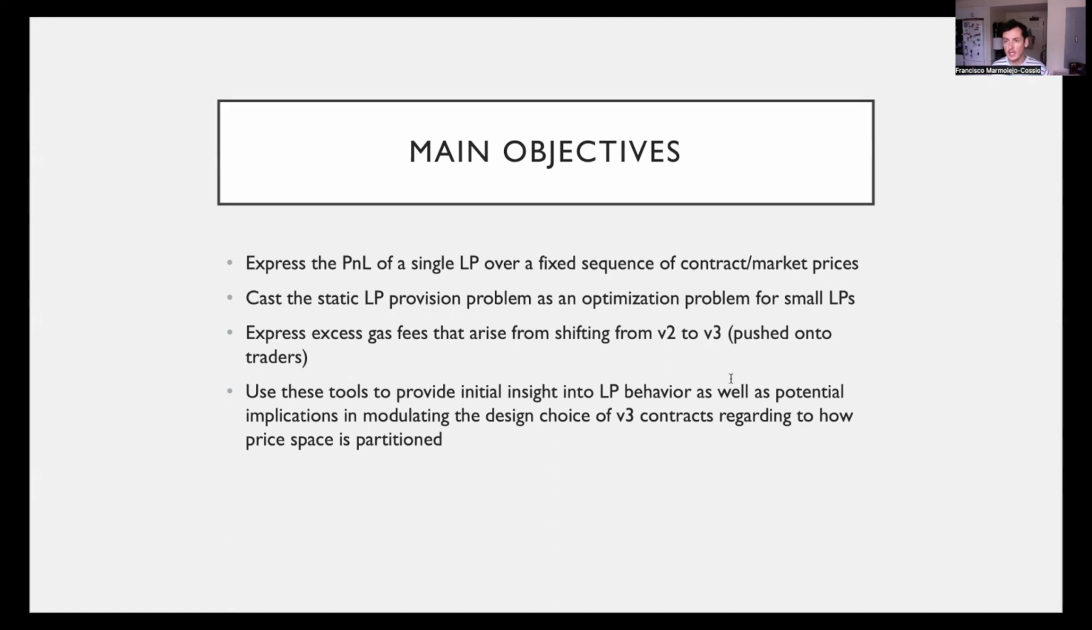And this computational overhead of the smart contract then gets passed on to traders as gas fees. And so we're able to express some of this computational overhead that comes from the more complex methodology used in V3. And as a consequence, we're able to understand the trade-off between this and the potential increased efficiencies in Uniswap V3. And finally, as I mentioned, we'll use these tools to understand LP behavior, but also try to balance these trade-offs that we have going from V2 to V3 contracts as the contracts go in increasing complexity.